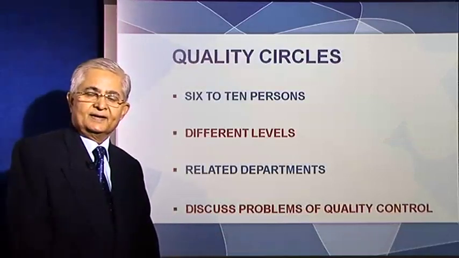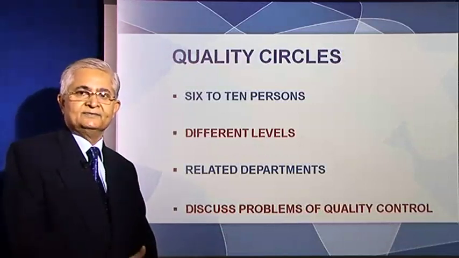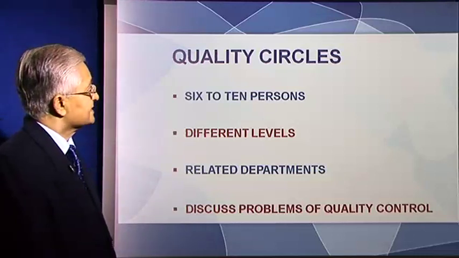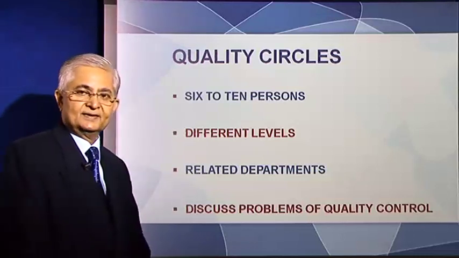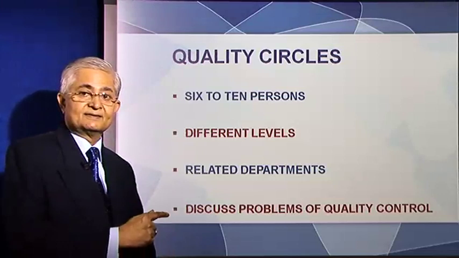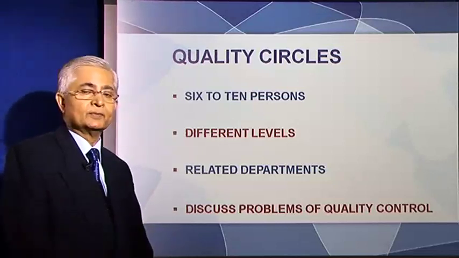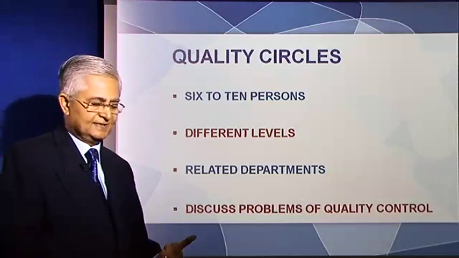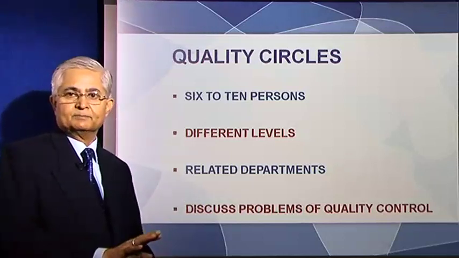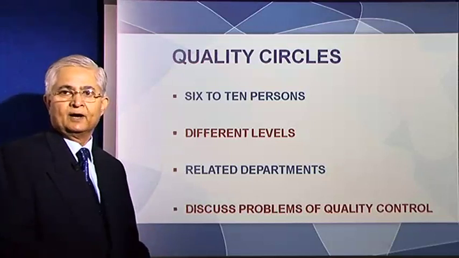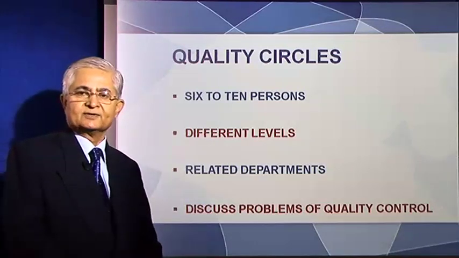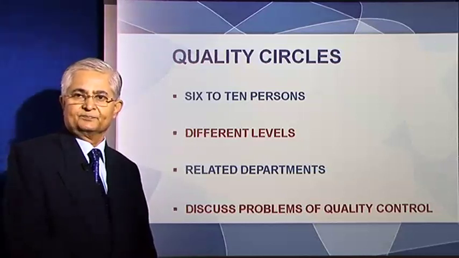Now, another kind of group, another kind of formal group, is the quality circle. This is the third kind of formal group that we are looking at. We looked at teams, we looked at brainstorming groups, and now we are looking at quality circles. What is this concept of quality circle?